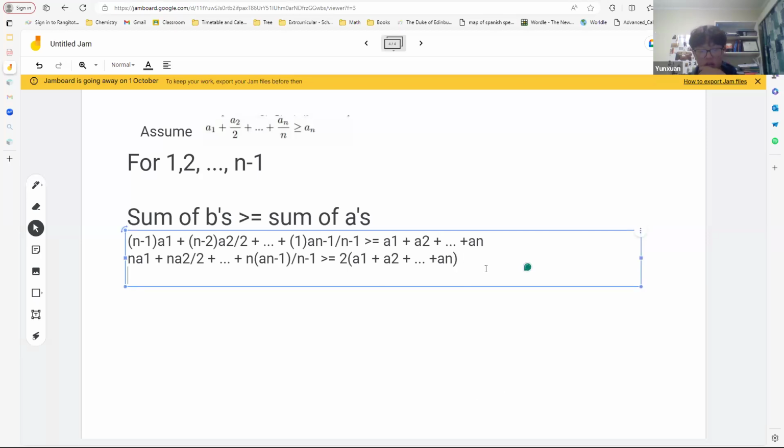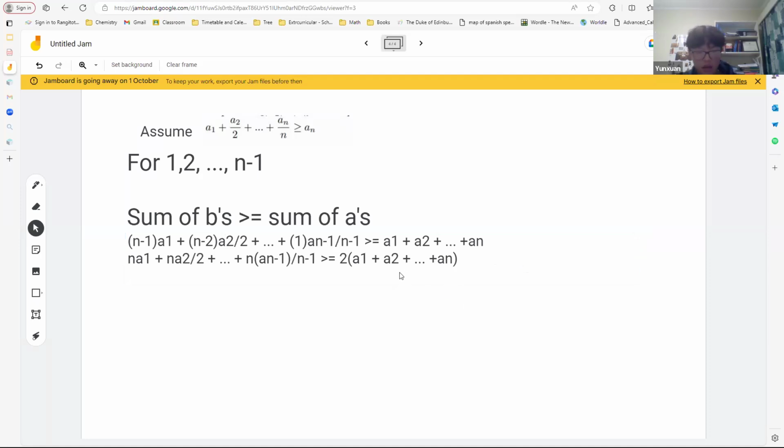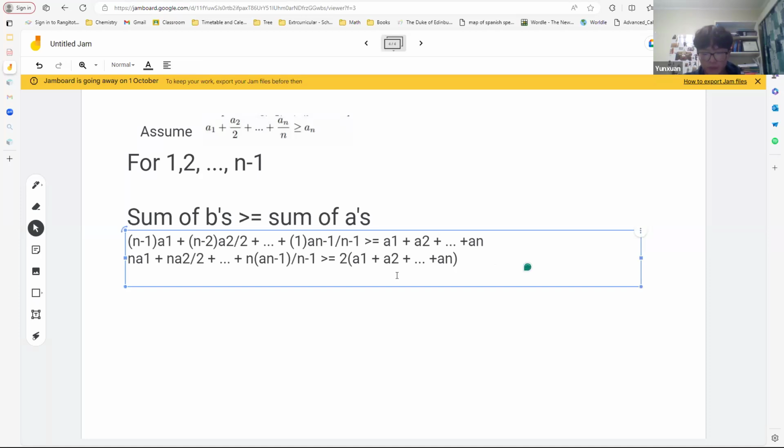But then what do we want? We want n times bn is larger than n times an, because that would just mean bn is larger than or equal to an. So we can factorize this side into n times (a1 plus a2 over 2 plus dot dot dot plus an minus 1 divided by n minus 1), larger than or equal to 2 times this: 2 times (a1 plus all the way to an).